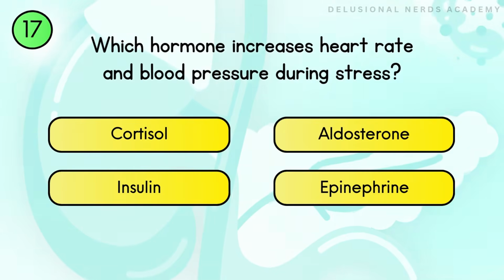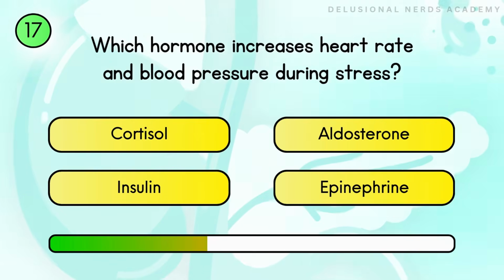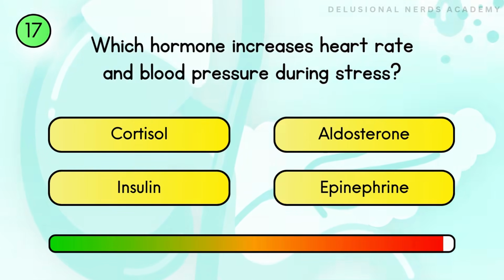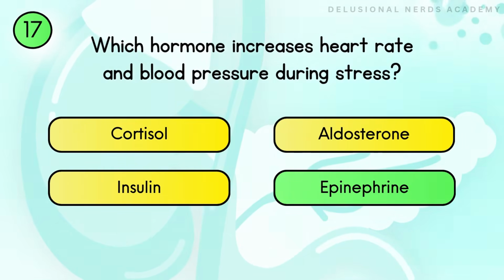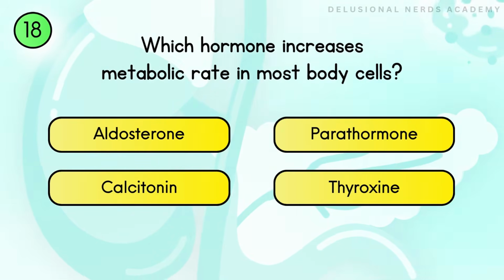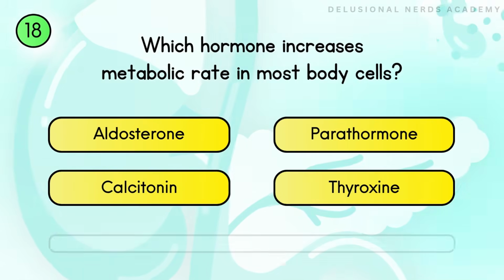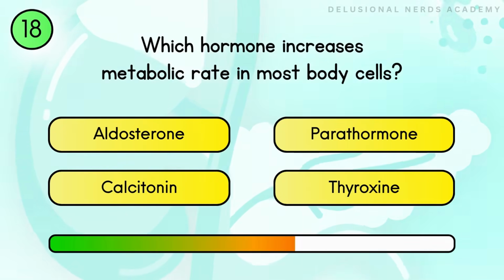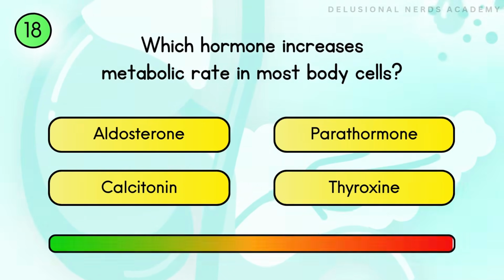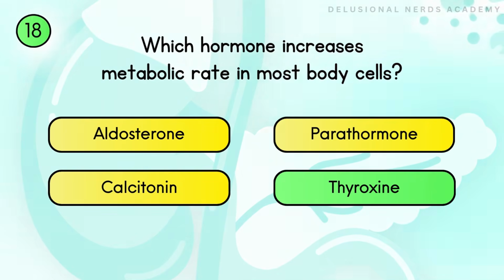Which hormone increases heart rate and blood pressure during stress? Epinephrine triggers the fight or flight response. Which hormone increases metabolic rate in most body cells? Thyroxine increases cellular respiration and energy use.